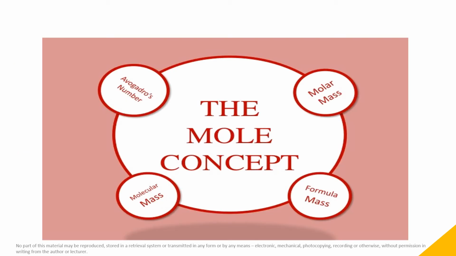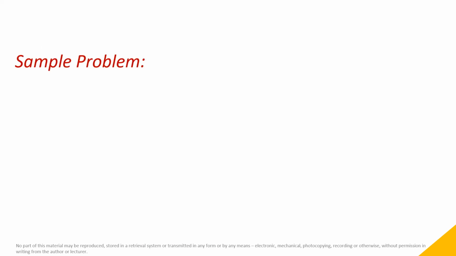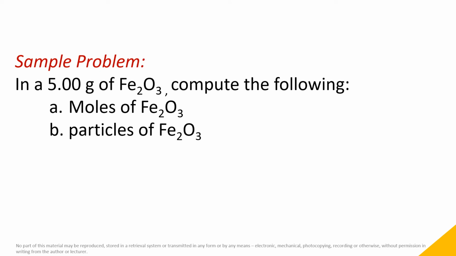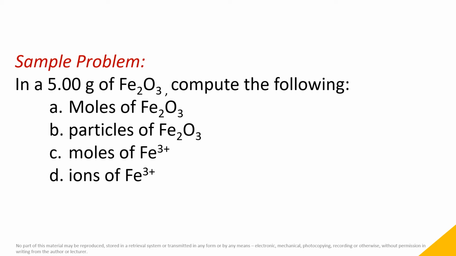Okay, now let's move on with the mole concept. The mole concept is the summation of Avogadro's number, the molar mass, the molecular mass, and the formula mass. Okay, sample problem. In 5 grams of ferric oxide, compute for the following. A. Moles of ferric oxide. B. Particles of ferric oxide. C. Moles of iron. And D. Ions of iron. Now let's start off with letter A.